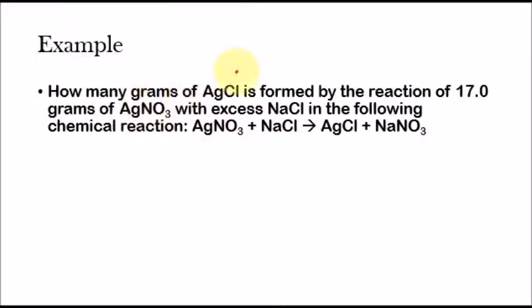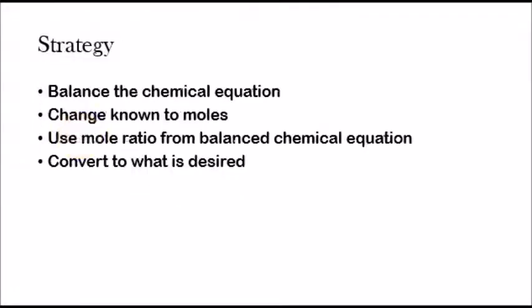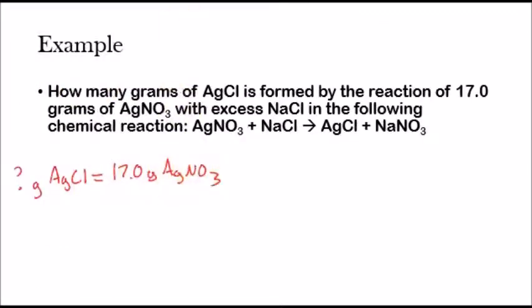So what we're asking for is how many grams of silver chloride. That's what we're asking for. And what we have to start off with is 17.0 grams of silver nitrate. Alright, so our first rule is change the known to moles. We're going to change this quantity right here, 17 grams of silver nitrate, to moles of silver nitrate.